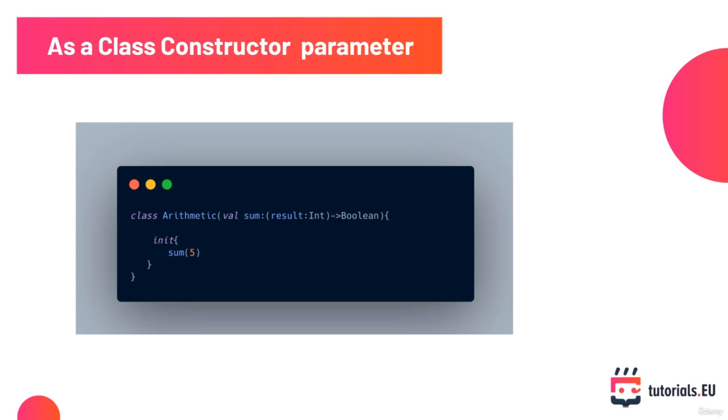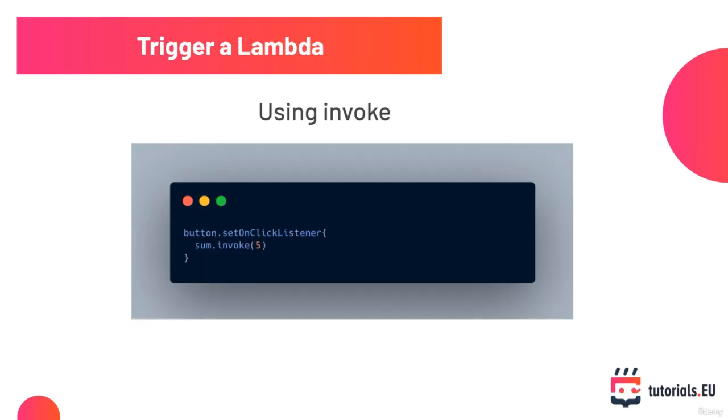So in this example here, the Arithmetic class has a lambda declared in its constructor with an integer parameter and a Boolean return type. And then in the init block of the class, we pass a value 5 once the class is initialized. So you see, this is again using a lambda, and this time as a parameter. So you can basically use lambdas at all different kinds of points of your application.